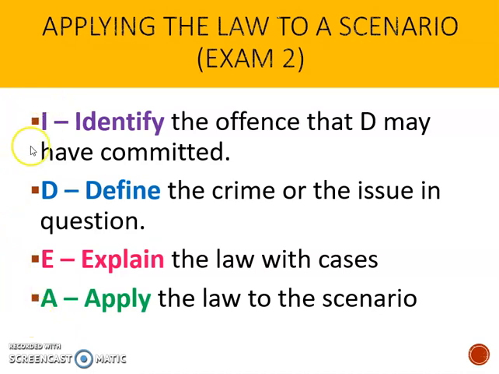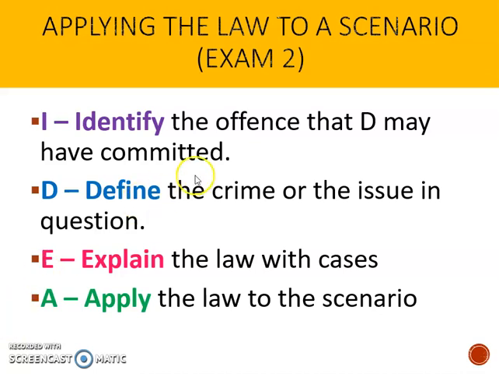So firstly, we I, identify the offence or the crime that our defendant, that's what D stands for, might have committed. We then D, define the crime or the issue in the question. We then E, explain the law with cases. And then we A, apply the law to the scenario. And if you follow these steps in order, you should get a really nice answer to the question and you're going to maximise your chances of picking up the 25 marks.